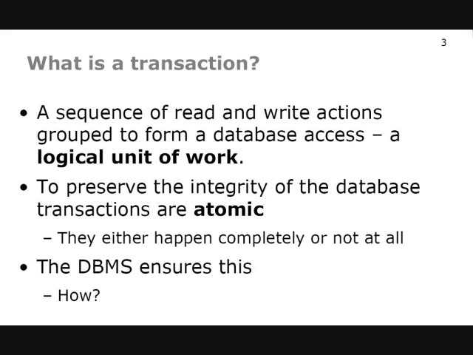So to preserve the integrity of the database, what we are looking for is atomic transactions, i.e. they are like a block of operations that work as one unit, one logical unit. So they're either going to completely execute or not at all. And it's the DBMS that has to guarantee this atomicity. So it has to make sure that the transactions either execute or not execute. So how is it going to do that? That's what we're going to try to explore through the course of this lecture.